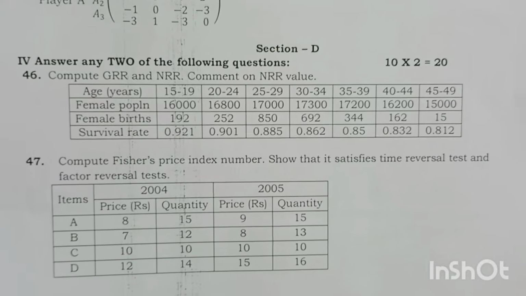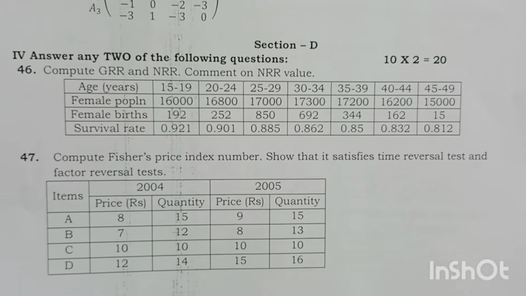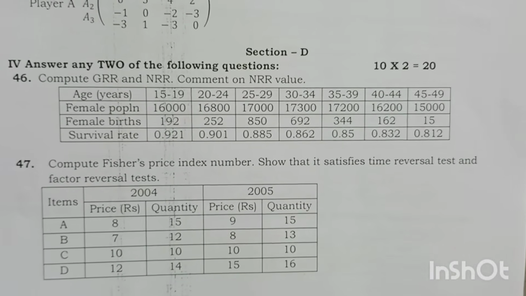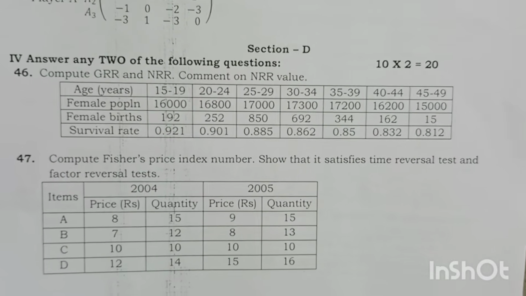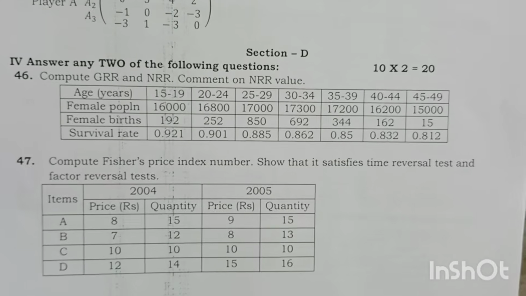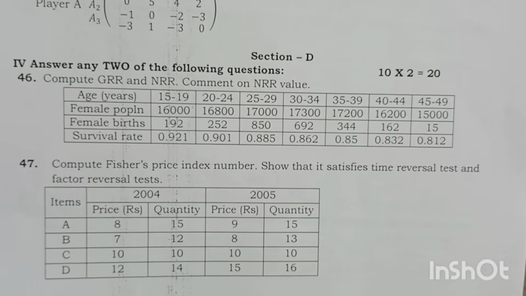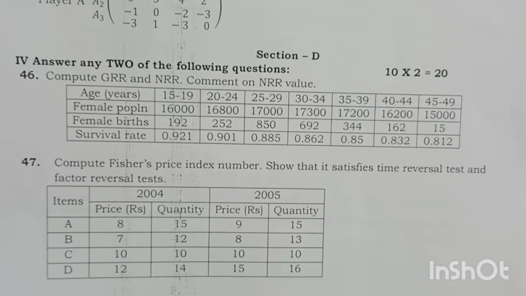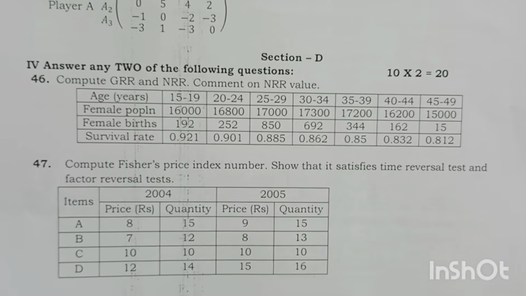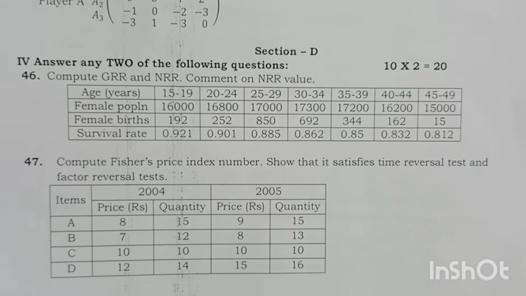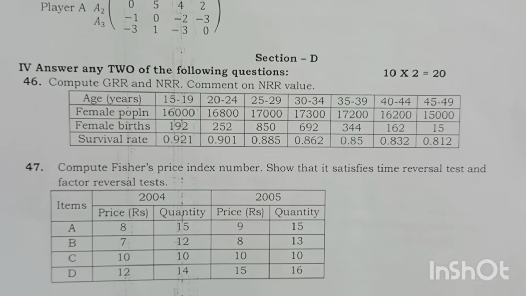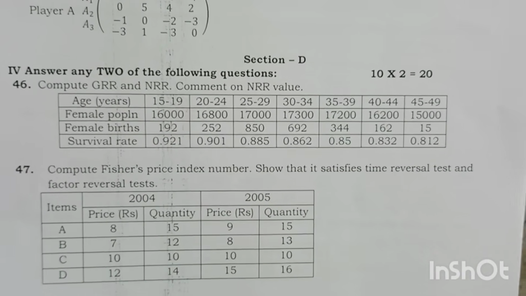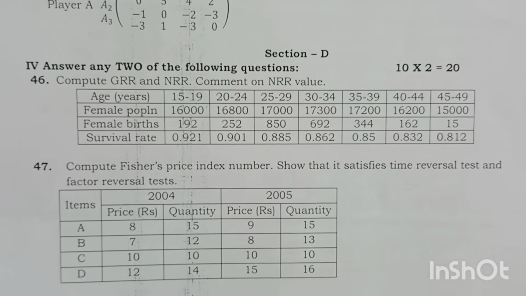Here generally they will ask you to calculate Fisher's price index number, and we have to verify whether it satisfies TRT and FRT. TRT means time reversal test and FRT means factor reversal test. Okay. So just see the question here. 47th question. Compute Fisher's price index number. Show that it satisfies time reversal test and factor reversal tests.